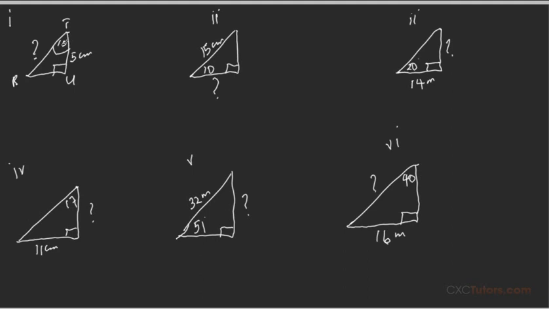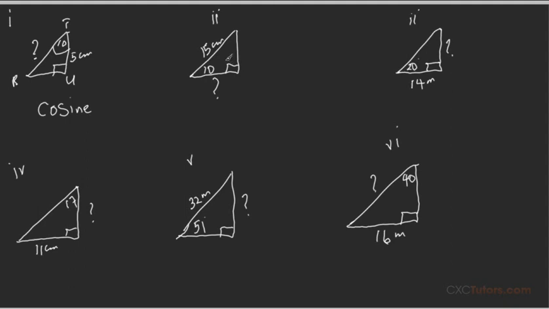So we have the angle, the side adjacent to the angle, and now we want to find the hypotenuse. So which ratio deals with adjacent and hypotenuse? Of course, that is cosine, so you'd use the cosine ratio at this point. So cosine is the right ratio to use here.